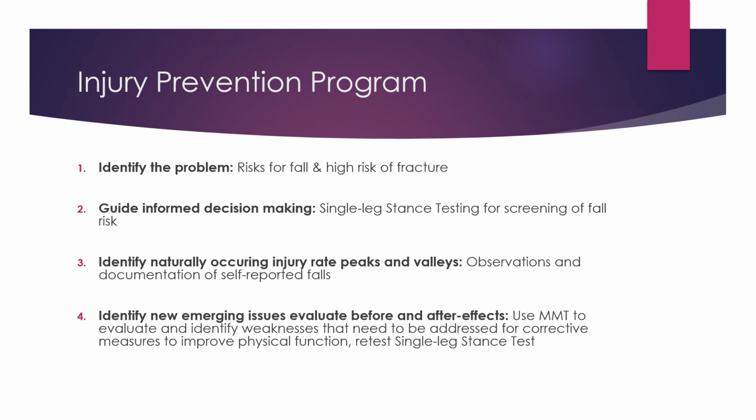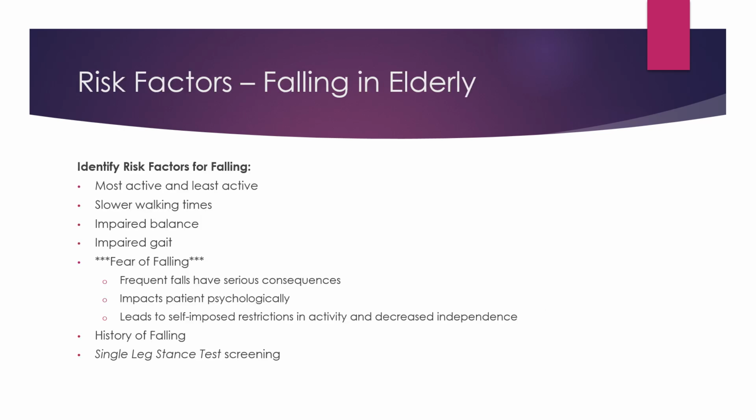When we identify new and emerging issues and evaluate them, the before and after effects, we can use manual muscle testing to evaluate and identify weaknesses that need to be addressed with corrective measures to improve our physical function, and retest using single leg stance tests. The risk factors for falling in the elderly are being either the very most active or least active in this population. Slower walking times, impaired balance, impaired gait. Again, their fear of falling is the number one factor in whether they are going to fall. So this stems from frequent falls.